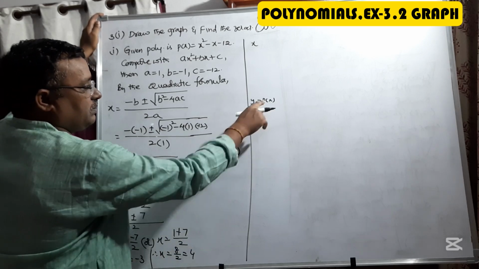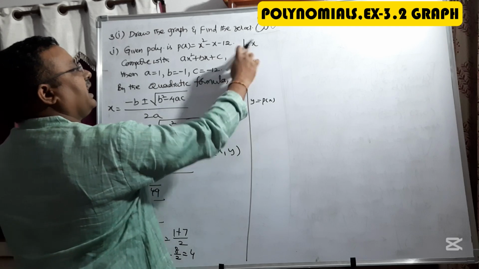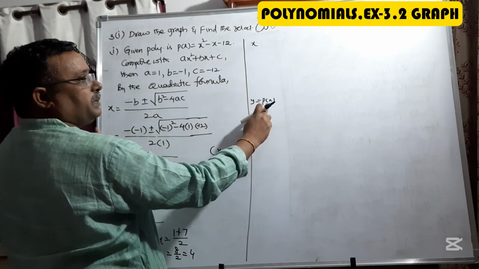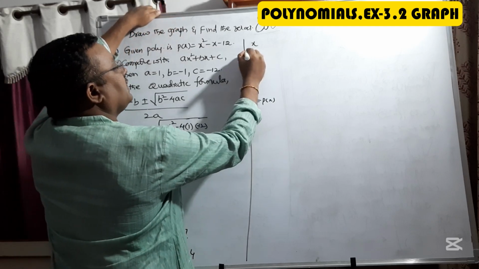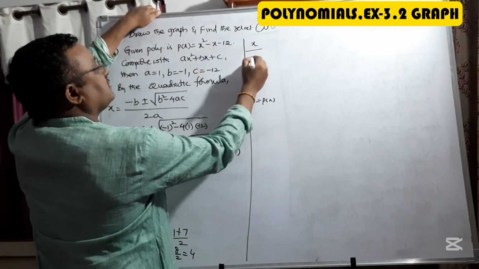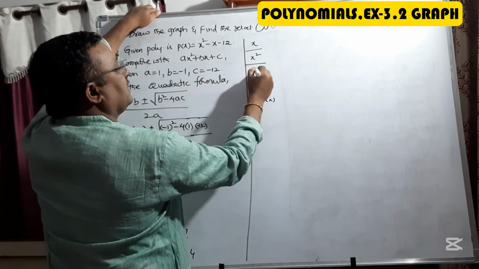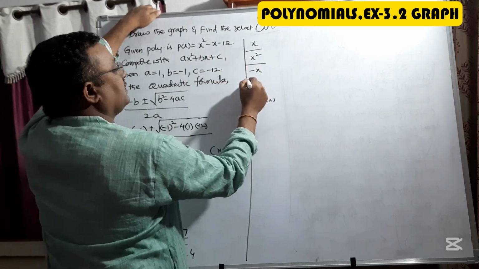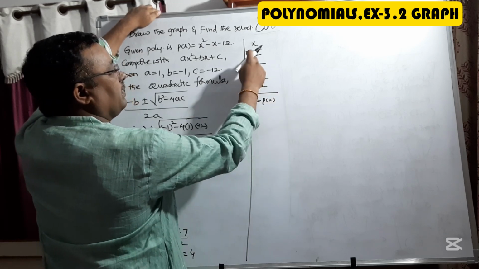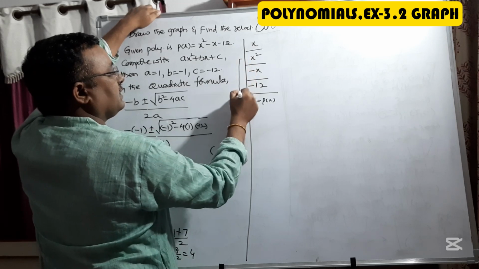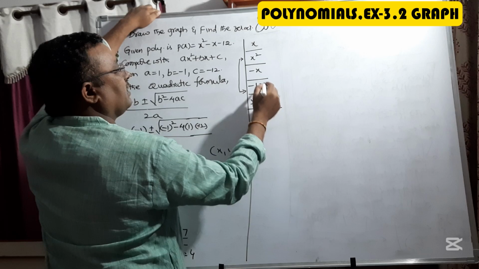Y is nothing but the polynomial p of x. How to get it? Using x. To get p of x, use the given terms. What is the first term here, Nana? x square. What is the next term? Minus x. What is the next term? Minus 12. If you combine all these three, you will get p of x.